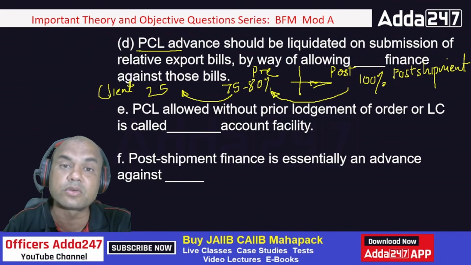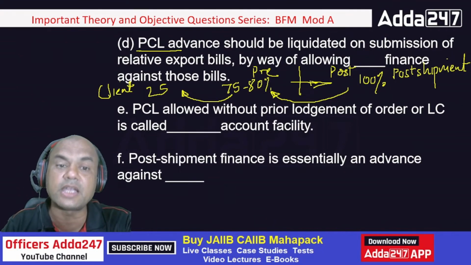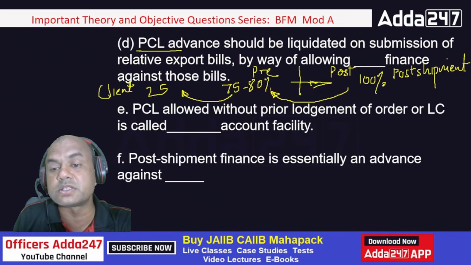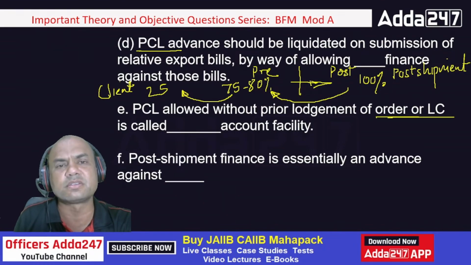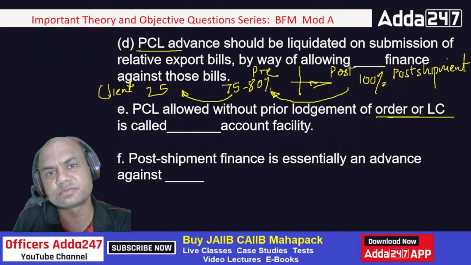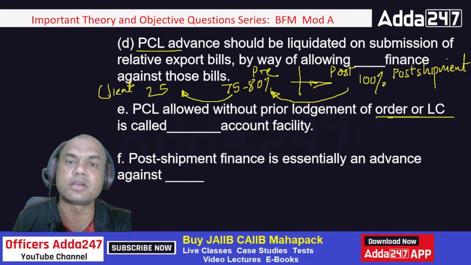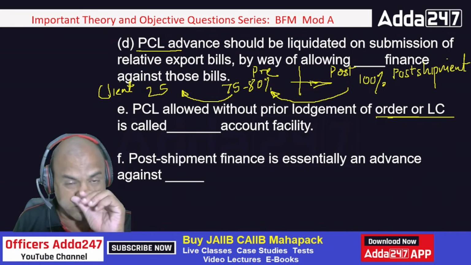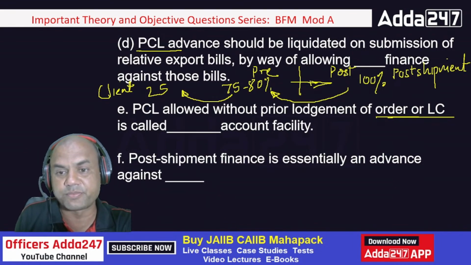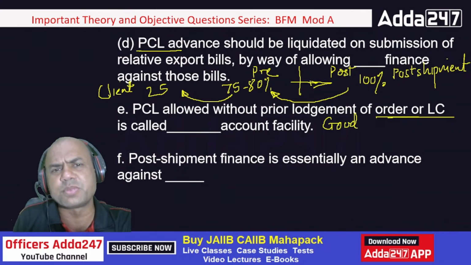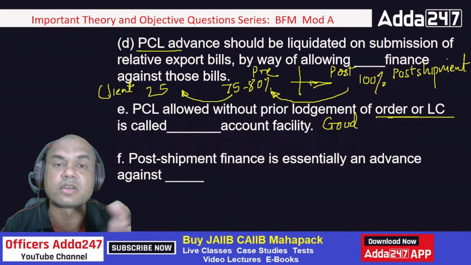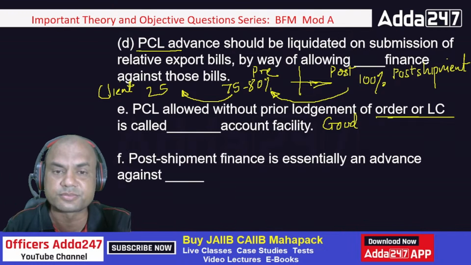Now what is the question over here? Look at the question. The question says that without prior lodgement of order, no order is received and you are just financing it. How is it possible? Is it possible? It is possible. It is possible for large good corporates, not large actually, good corporates. The corporate should not be large. Large means what? When I say large, it means Reliance, Tatas or Infosys, all these.